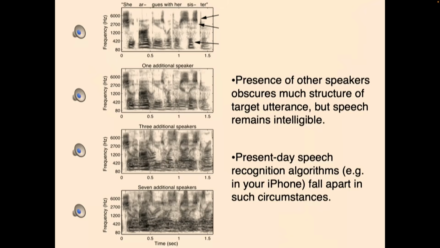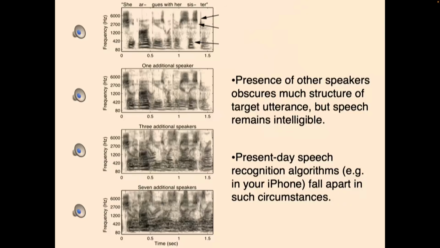So the presence of the other talkers obscures a lot of the structure in the target utterance, creates this very complicated signal, but the speech remains largely intelligible. And people are still substantially better at this than present-day speech recognition algorithms, although that may not be true for very much longer.